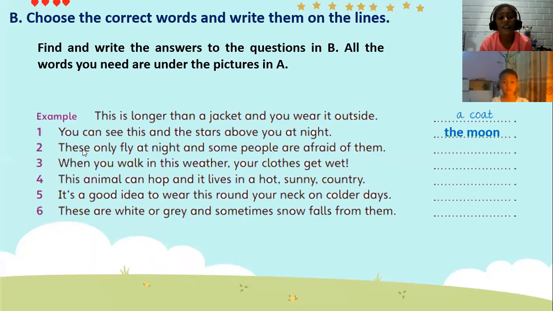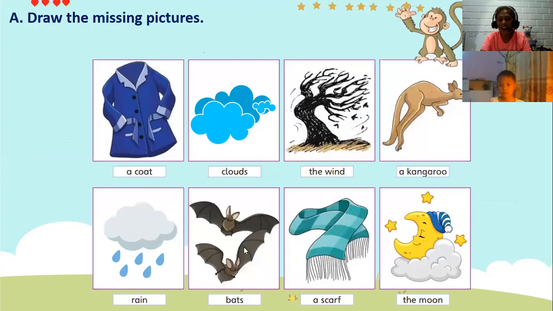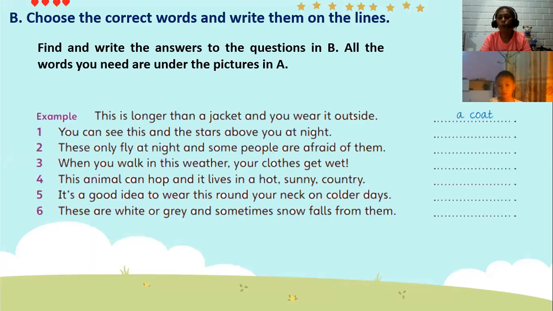You can see this, the stars above you at night. No, number two. This only fly at night and some people are afraid of them. Okay, this only fly at night and some people are afraid of them. What do you think is the answer? Okay, you pick the answers here. Bat. Okay, the bat. Okay, let us see. How good are you? Whoa, very good. Another two stars. Okay, one, two. And because I like your answers, I will give you one heart.